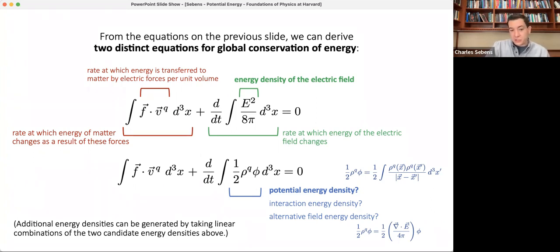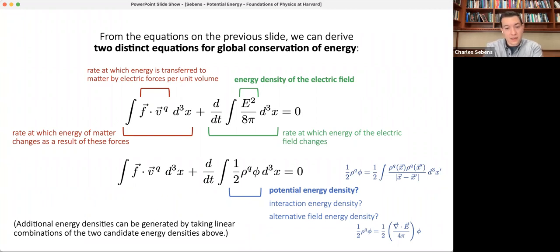Or maybe you think that this shouldn't be regarded as a property of matter at all. Maybe it should just be a field energy density. In particular, if you use Gauss's law, you can replace the rho, which seemed to be describing the distribution of charge for matter, with the divergence of the electric field. So you can write this density purely in terms of field variables as del dot E times phi over 8 pi.